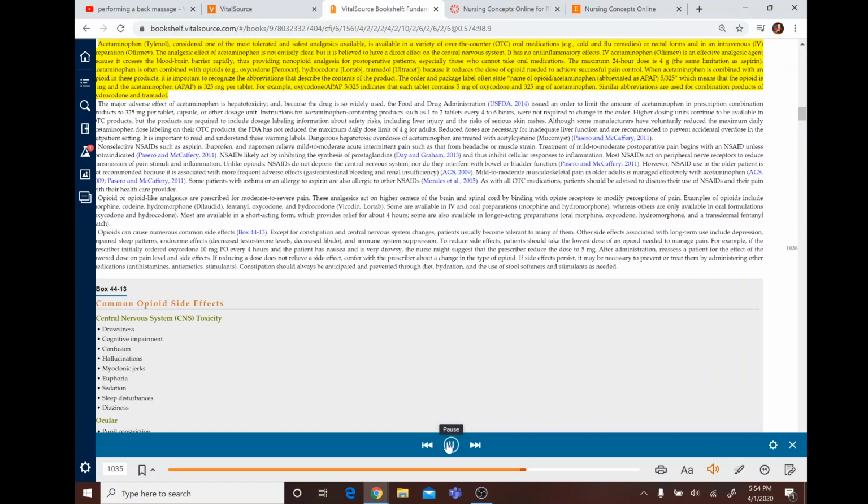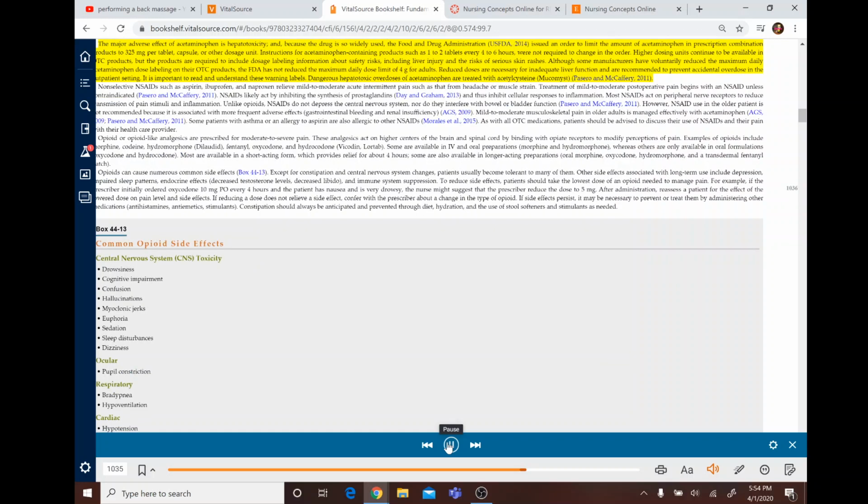When acetaminophen is combined with an opioid in these products, it is important to recognize the abbreviations that describe the contents of the product. The order and package label often state name of opioid/acetaminophen, abbreviated as APAP, 5/325, which means that the opioid is 5 mg and the acetaminophen, APAP, is 325 mg per tablet. For example, oxycodone/APAP 5/325 indicates that each tablet contains 5 mg of oxycodone and 325 mg of acetaminophen. Similar abbreviations are used for combination products of hydrocodone and tramadol.